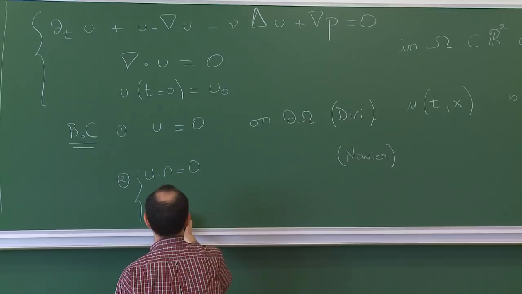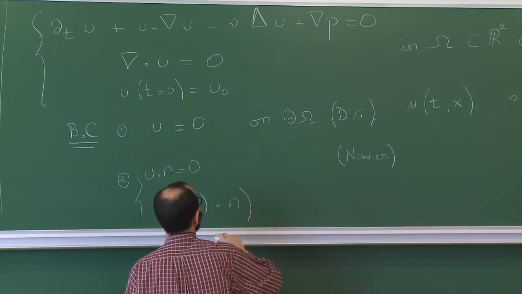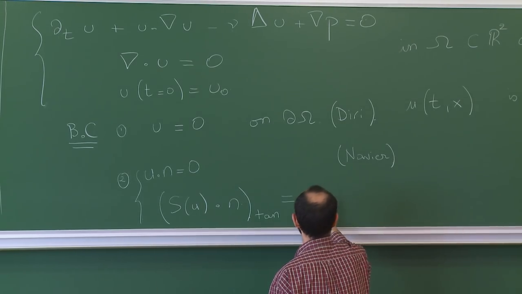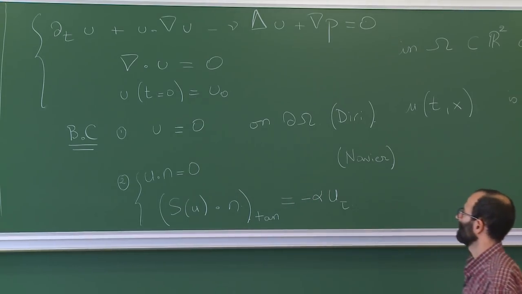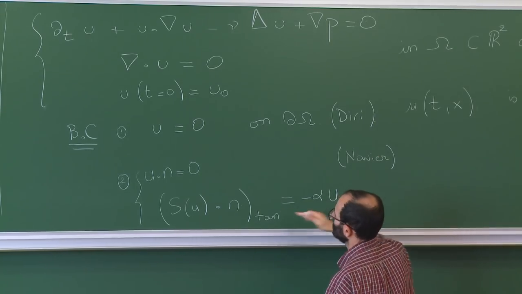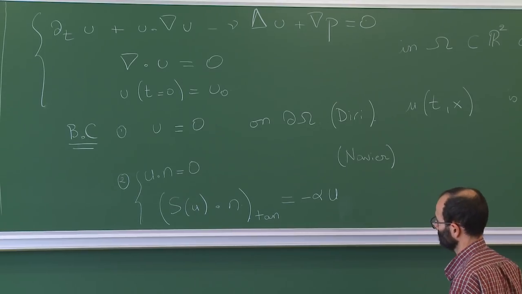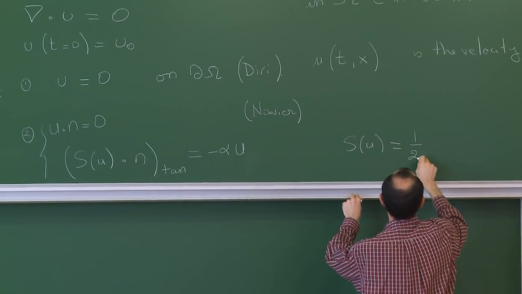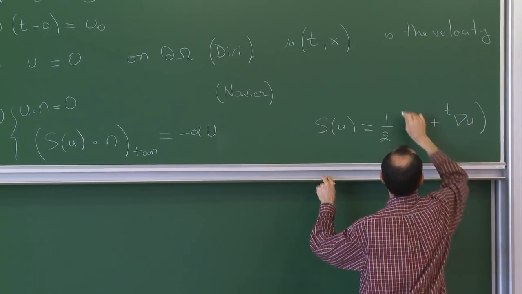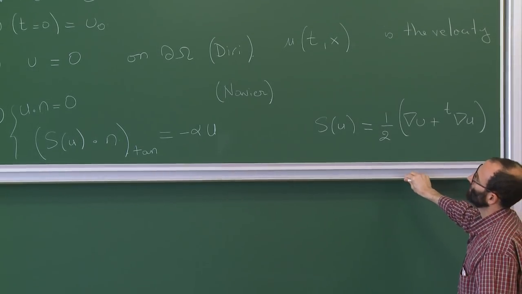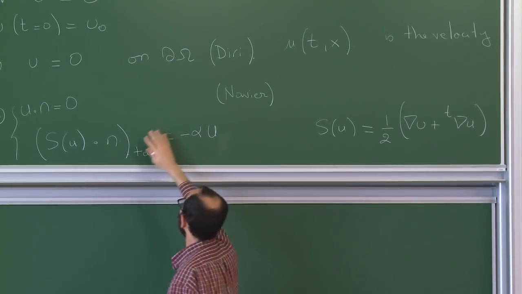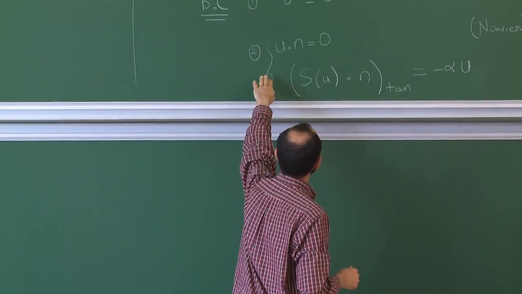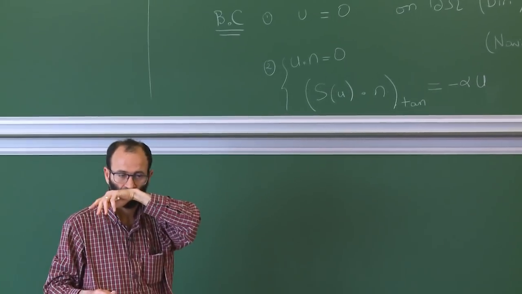So the fact that S(u) and the tangential part of this equal either zero, or sometimes we can put minus α u, u tangential. Or I can write u because u is just u tangential on the boundary. So what is S here? S(u) is the symmetric part of the gradient. Okay. We can call it a Navier or Robin type boundary condition. It turns out that the problem is simpler if we look at this boundary condition rather than the first one.